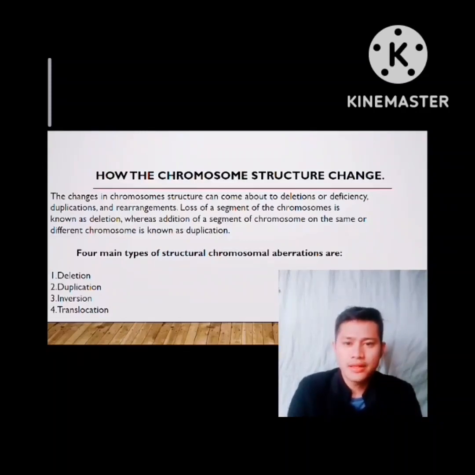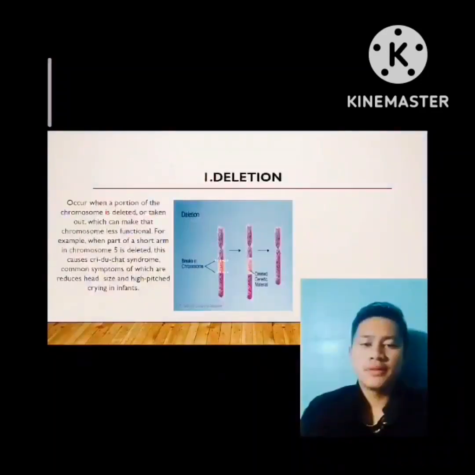So there are four main types of structural chromosomal aberrations. Number one, deletion, duplication, inversion, and translocation. So the first major type of chromosomal aberration is the deletion. This occurs when a portion of the chromosome is deleted or taken out, which can make the chromosome less functional.